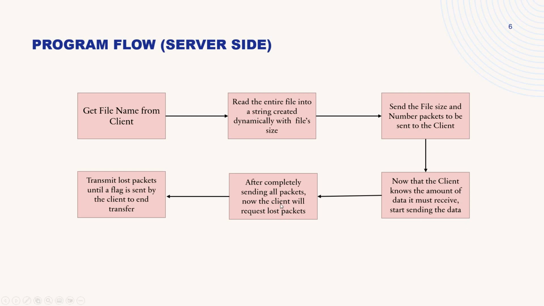So what happens is, after completely sending all the packets, the server goes into the retransmission mode. Now, from the client side, the client is going to look for the last packets and request the lost packets. Our job as the server is to transmit these lost packets to the client, and at one point the client will send a flag to say that I've received all the packets, let's stop, and we have completed file transfer.